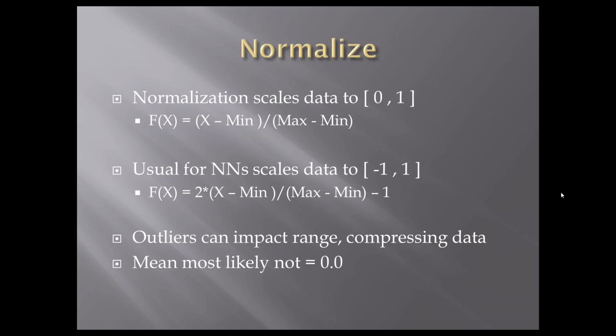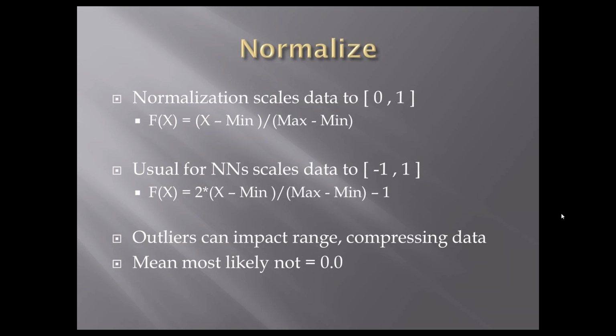The other problem with normalization is that outliers can impact the range. It'll compress the data. If you've got a lot of numbers around 0 and you've got one that's close to infinity, that one near infinity will be labeled as 1 and all the others labeled as 0. So normalization can kill your data if you're blindly processing it in that way.